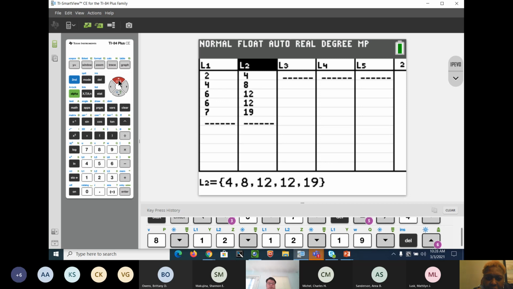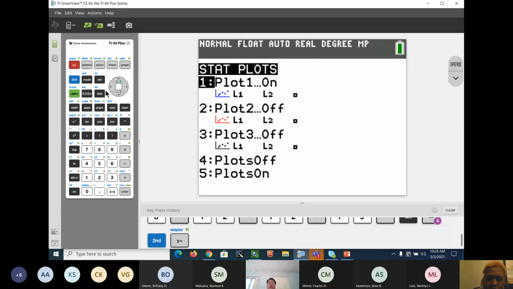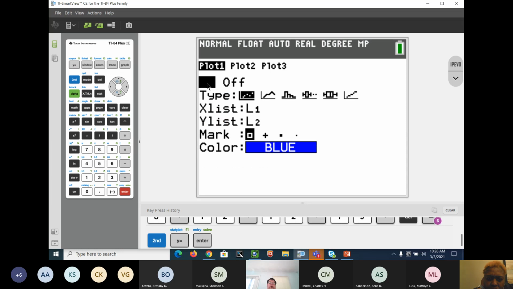All right. Now what? Well, let's see what the scatter plot looks like. So we go to second, y equals. And we want to make sure Plot 1 is on, so we click on 1, enter, and make sure it's on, hit enter. There's a scatter plot right there. It's always defaulted to scatter plot, L1 and L2.